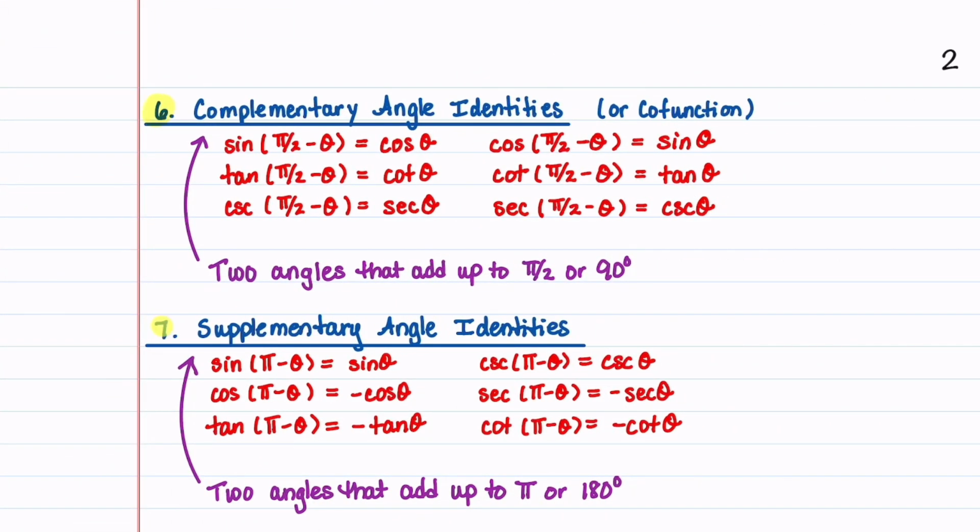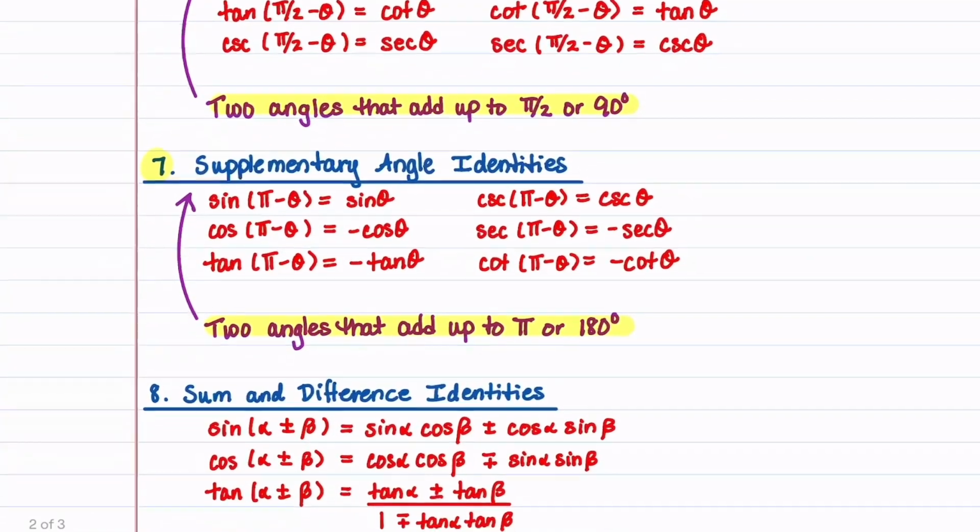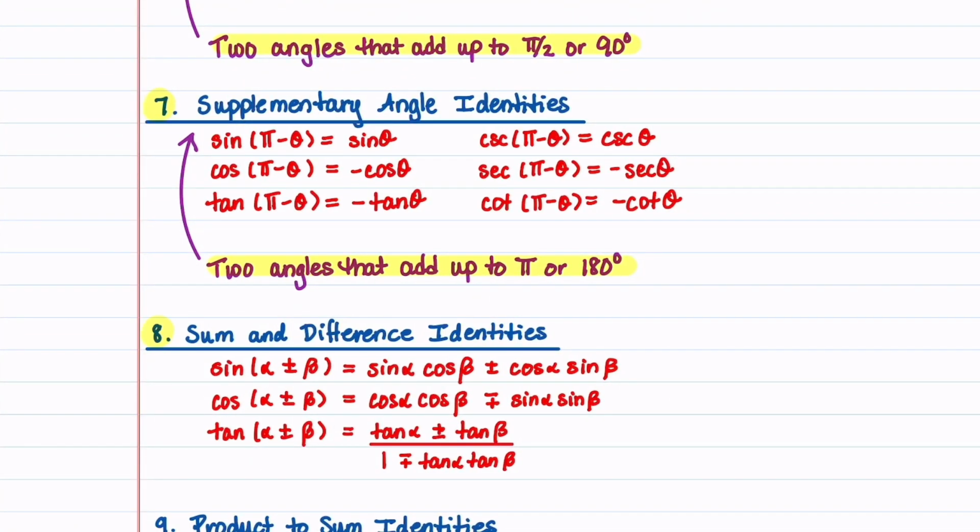Categories 6 and 7 are complementary angle and supplementary angle identities. Complementary angles are two angles that add up to 90 degrees, and supplementary angles are two angles that add up to 180 degrees. We then have sum and difference identities. These identities are used a lot when evaluating trigonometric functions or expressions.